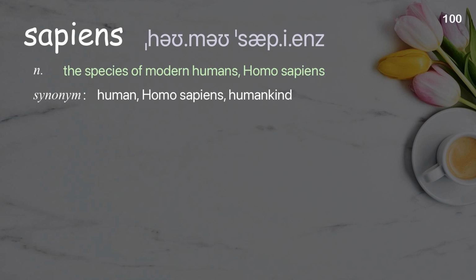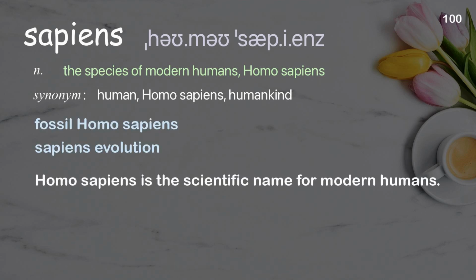Sapiens. The species of modern humans, Homo sapiens. Examples: Fossil Homo sapiens. Sapiens evolution. Homo sapiens is the scientific name for modern humans.